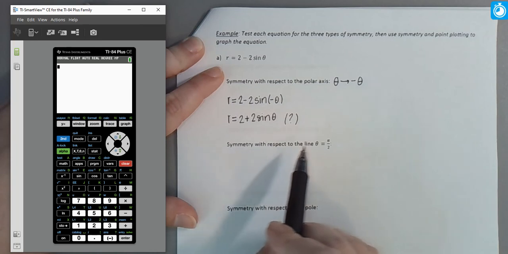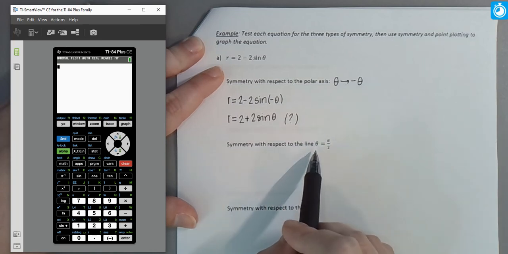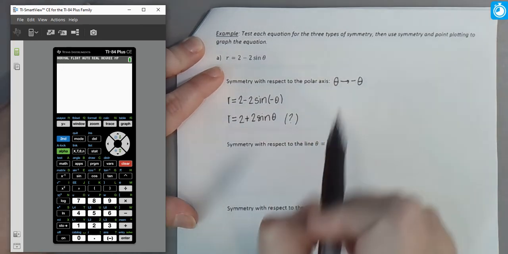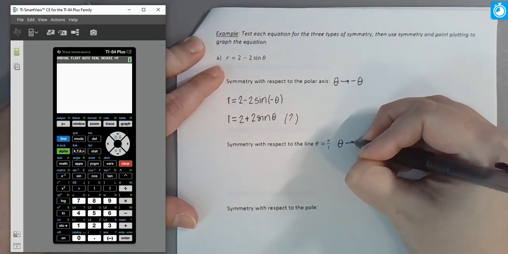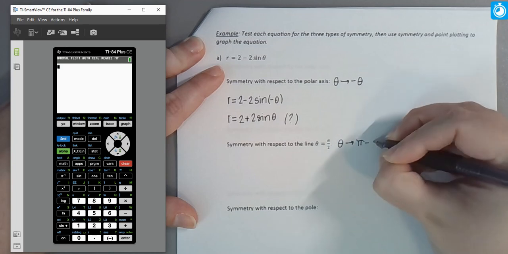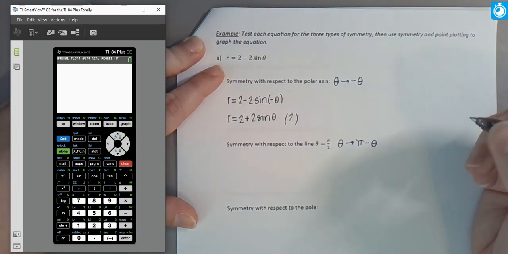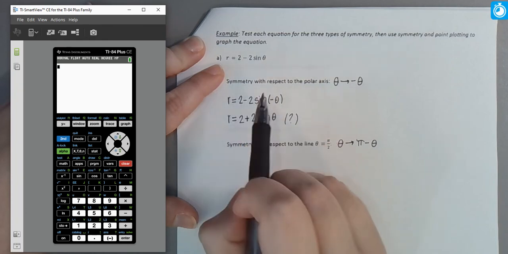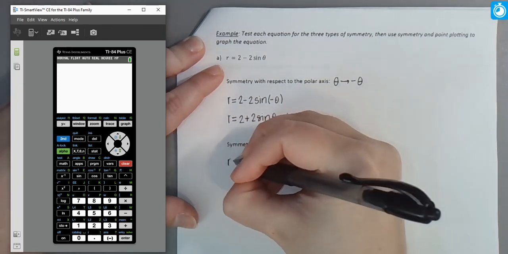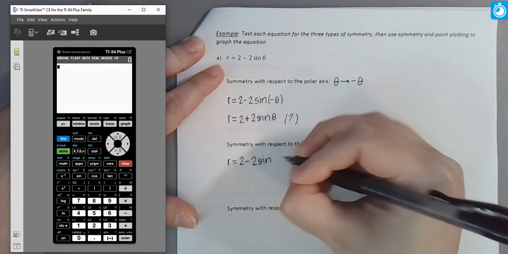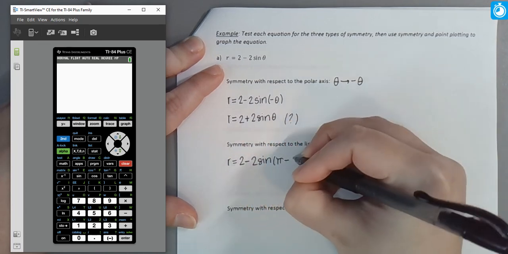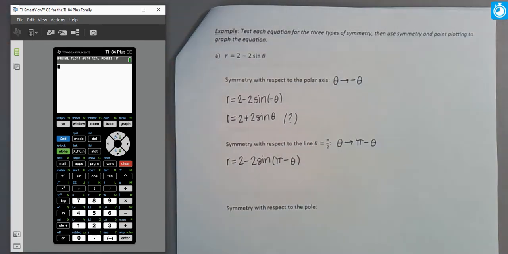Okay, now let's check for symmetry with respect to the line theta is equal to pi over 2, which again is kind of like the y-axis. So here we're going to take theta and we're going to replace it with pi minus theta. So same as before, sub in place of theta. So we have r is equal to 2 minus 2 times the sine of pi minus theta. Okay, so we need to simplify that function.